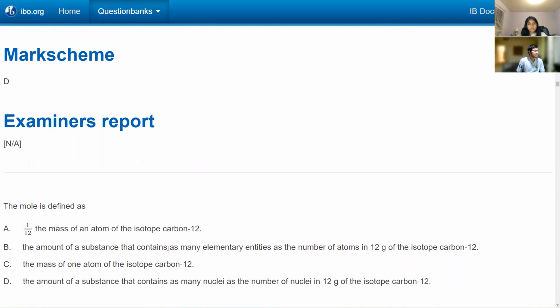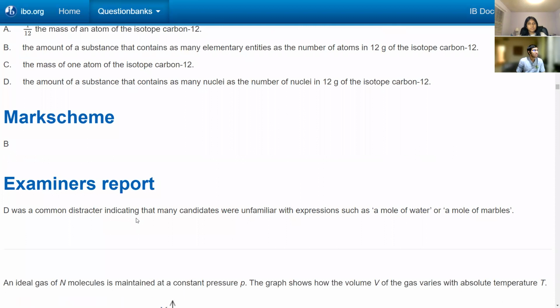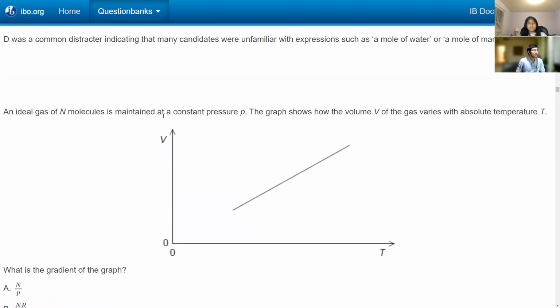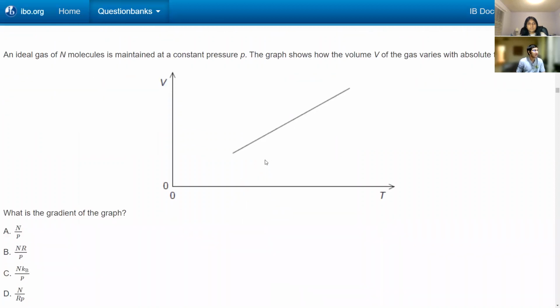Mole is defined as, we already talked about this. Elementary entities, blah blah blah. Ideal gas of N molecules is maintained at constant pressure. Volume varies with temperature, T. What is the gradient of the graph? I don't know what that means. The slope of the graph.